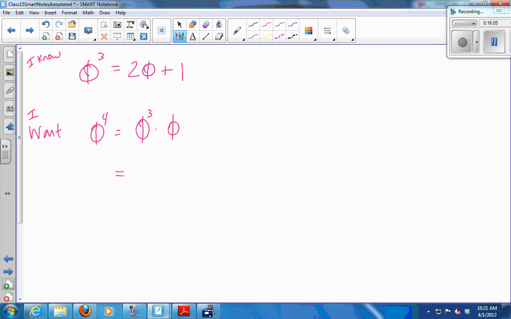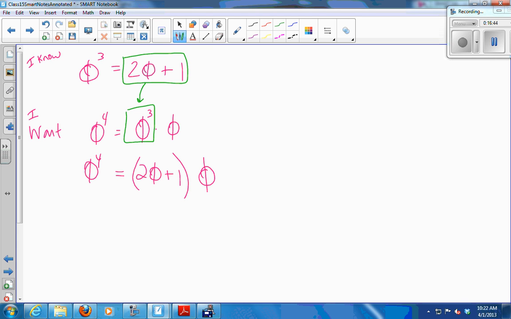But what does phi cubed equal? Phi squared equals phi plus 1. What's phi cubed equal? 2 phi plus 1. Yeah, it's right here. I just calculated it 5 minutes ago. So I'm going to replace, right, phi cubed equals 2 phi plus 1. They're the same. So I'm going to replace the phi cubed in this equation with 2 phi plus 1. So instead of phi cubed, I'm going to write 2 phi plus 1, and then I still have the times phi.